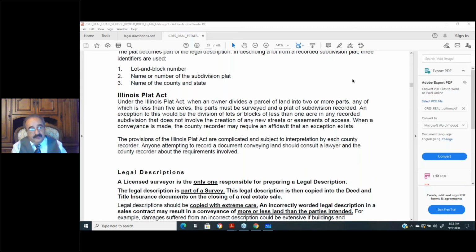Let me tell you. It says here, under the Illinois Plat Act, when an owner divides a parcel of land into 2 or more parts, any of them that's less than 5 acres would have to be surveyed and recorded. Less than 5 acres. None of these are less than 5. I said 20 acres and 80 acres, so none of them have to be.